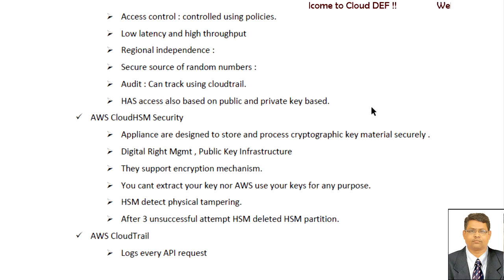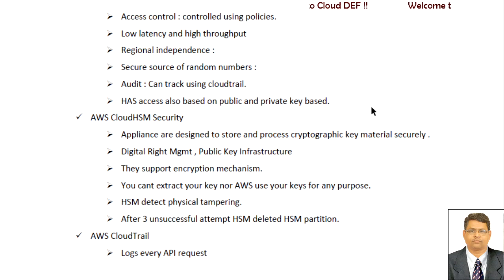AWS CloudHSM security. Appliances are designed to store and process cryptographic key material securely. Digital rights management, public key infrastructure. They support encryption mechanisms. You can't extract your key, nor does AWS use your keys for any purpose. HSM detects physical tampering. After 3 unsuccessful attempts, the HSM deletes the HSM partition.